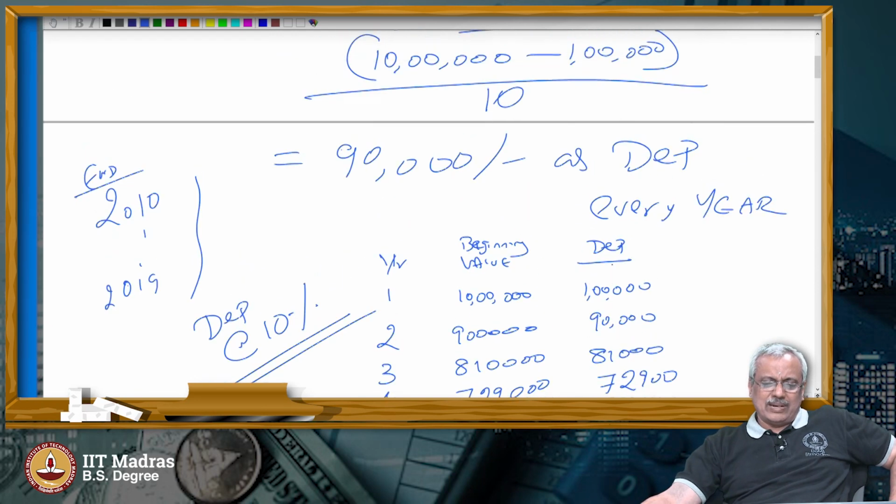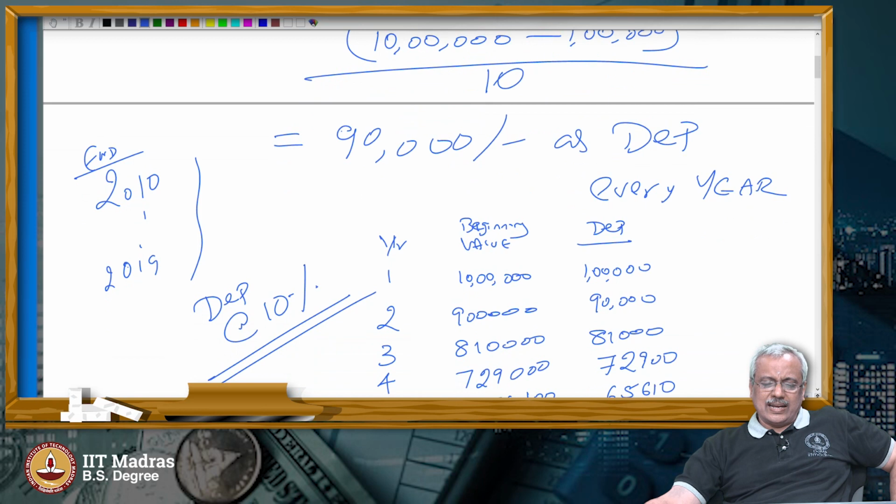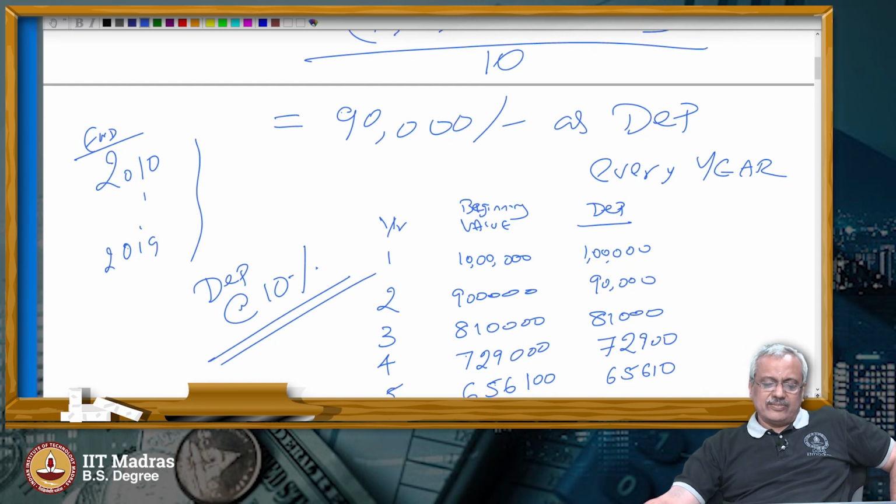Now how is it? For example, let us see this. If I follow a straight line method, at the end of 3 years, what is the amount I have depreciated? 90,000 into 3, that is 2,70,000 is what I have depreciated. The value of the asset is 10 lakh minus 2,70,000, that is 7,30,000 at the end of 3 years. Now let us look at the written down value method at the end of 3 years. The value of the machine is about 7,29,000. Beginning of the fourth year is end of the third year, and it is 7,29,000.